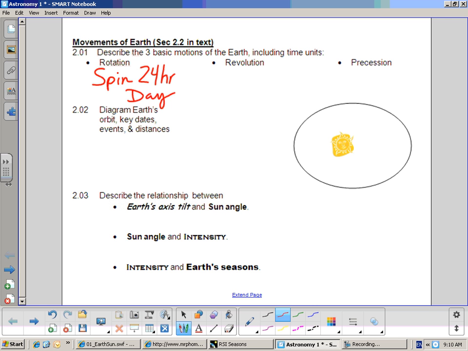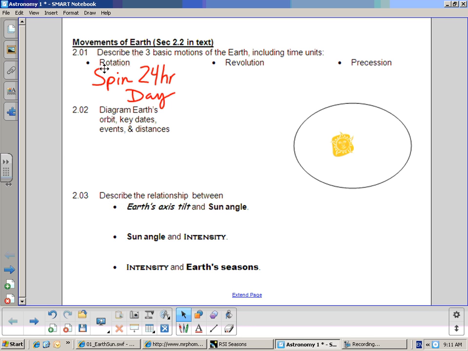What happens at 4 minutes? We need those 4 minutes to get ourselves pointed back at the sun. So a noon to noon solar day is 24 hours. But actually a rotation, a spin, is 23 hours and 56 minutes. And you're going to see an animation in just a minute.